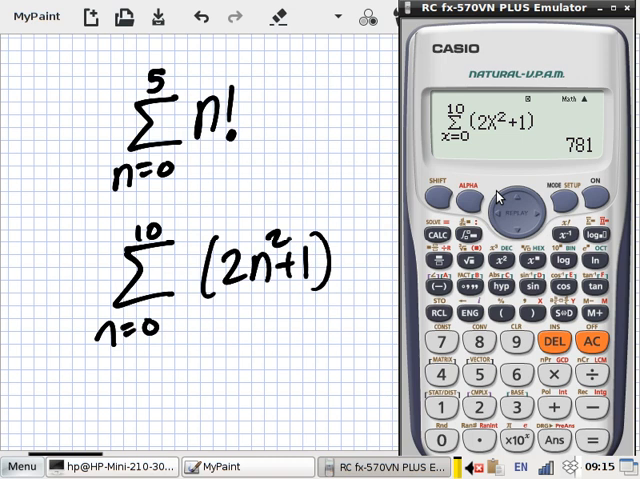Not this calculator, sorry. There is no function. On this calculator it's shift and this button here, log. Which calculator do you have? I don't think this one can, sorry. So if you don't have this calculator, the only way to do it is bit by bit. So you write 2 times 0 squared plus 1, plus, what's the next one? 2 times 1 squared plus 1, and so on and so on.